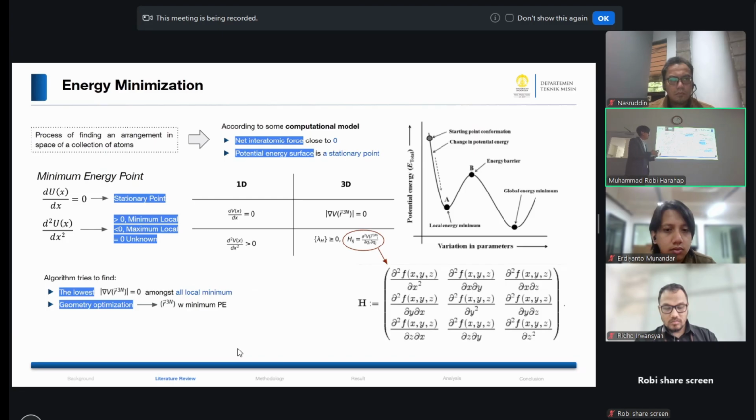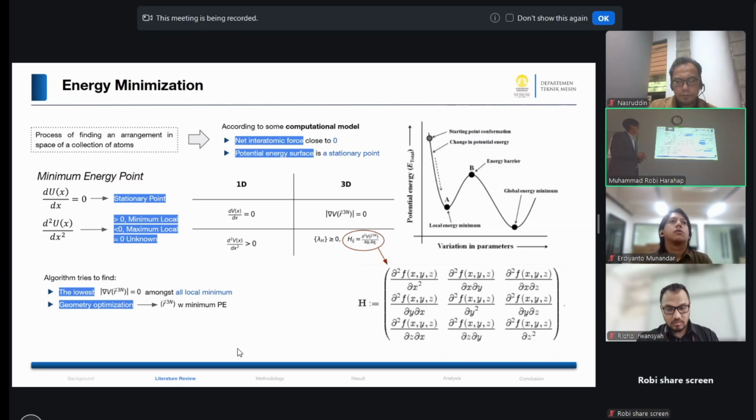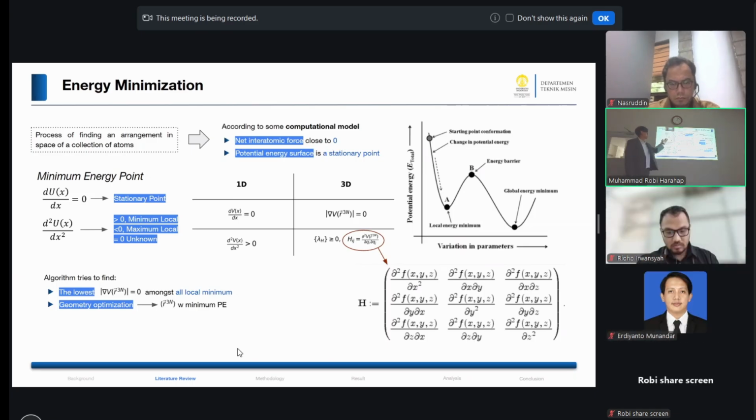Okay, now talking about the processes. In theory, energy minimization is one of the first processes that we do in the simulation. Energy minimization is a process of finding an arrangement in space of a collection of atoms. Basically it tries to find the smallest energy possible for a system. Once we first solvate a system, the system is still artificial. It still has some particles that are overlapping each other. So energy minimization tries to fill that gap and create an equilibrium. What we're trying to find is a net interatomic force close to zero.